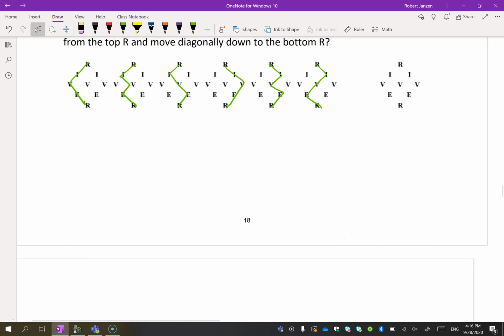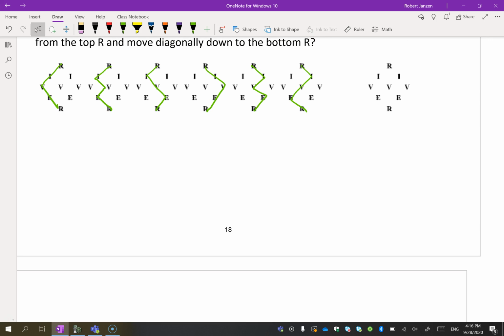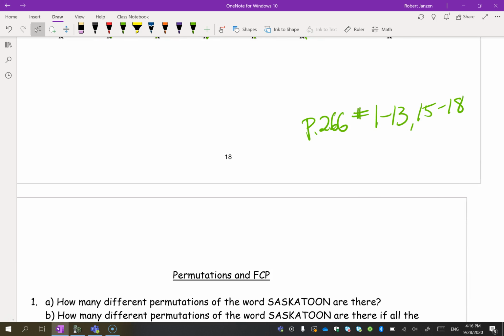I think that's the end of the lesson. So you can go to page 266. Try numbers 1 to 13 and 15 to 18. And there is also the worksheet that is attached here. Okay, on permutations and FCP. FCP is a fundamental counting principle.